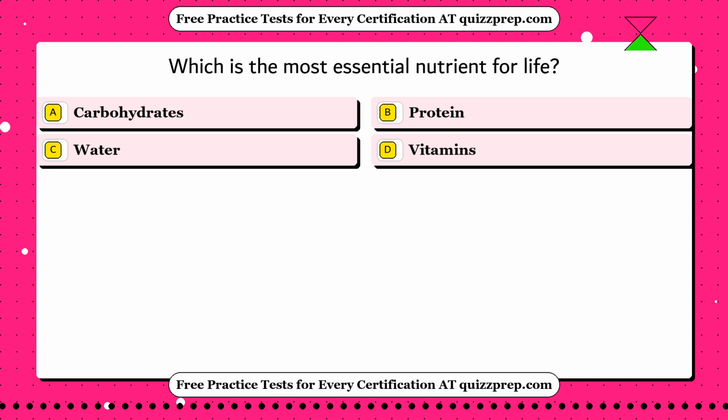Question 34. Which is the most essential nutrient for life? Option A. Carbohydrates. Option B. Protein. Option C. Water. Option D. Vitamins.